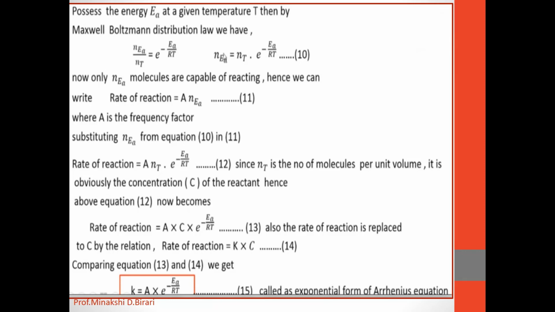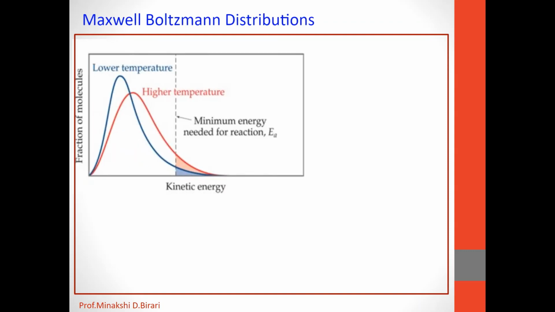In this equation, as temperature is involved in the exponent, there will be a rapid increase in rate constant K by a small increase in temperature. Thus, the tremendous increase in the rate constant and rate of reaction by a small increase in temperature is explained by using this exponential form of Arrhenius equation. So, we have studied the differential form of Arrhenius equation and also the exponential form. Also, we have studied the Maxwell-Boltzmann distribution. So, what is that Maxwell-Boltzmann distribution?